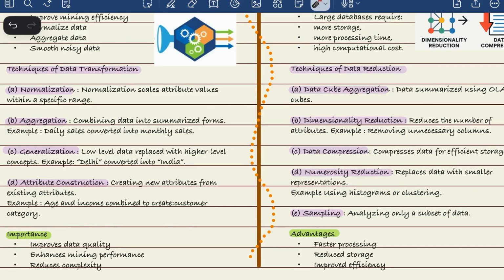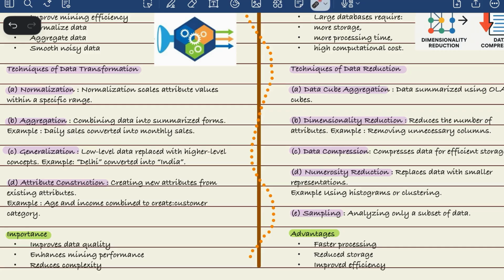Next we have generalization. In generalization, we are replacing the low level details with high level concepts. Like we are converting the raw city inputs, like Delhi, into an overarching country code like India. So we are converting Delhi and all the cities which exist in our column into India. So we are generalizing it, we are going to a high level concept.